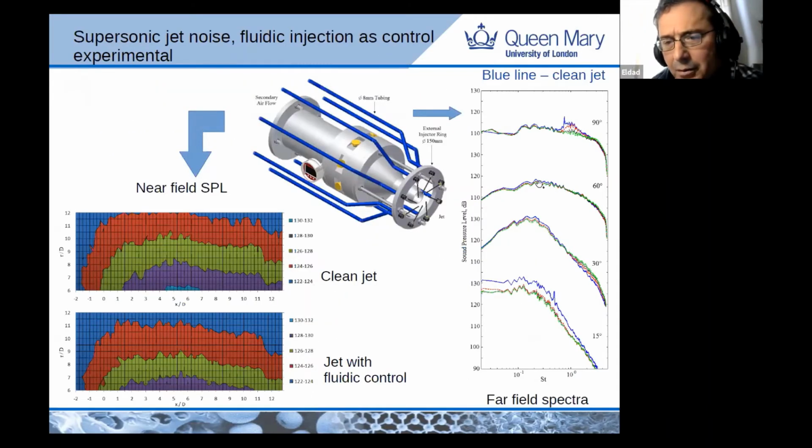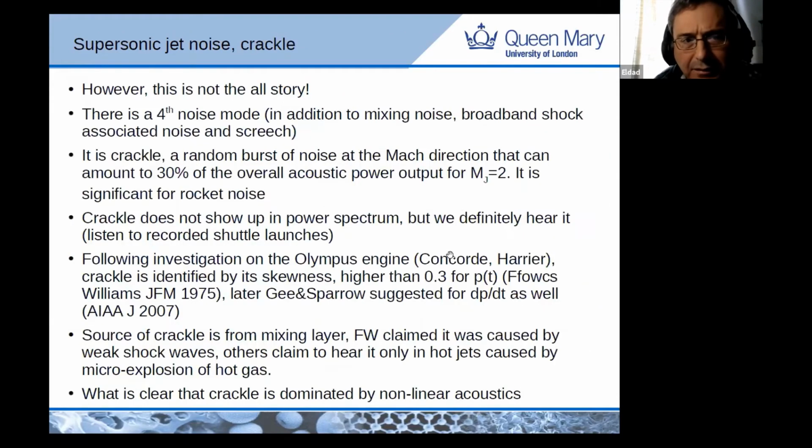And we can see here also a reduction. I can see my face. I don't see completely the diagram here, but we can see here the reduction. The blue line is the clean nozzle, and the other ones are two configurations that try for fluidic injection, and you can see the reduction. Okay, so that was a PhD about 10 years ago.